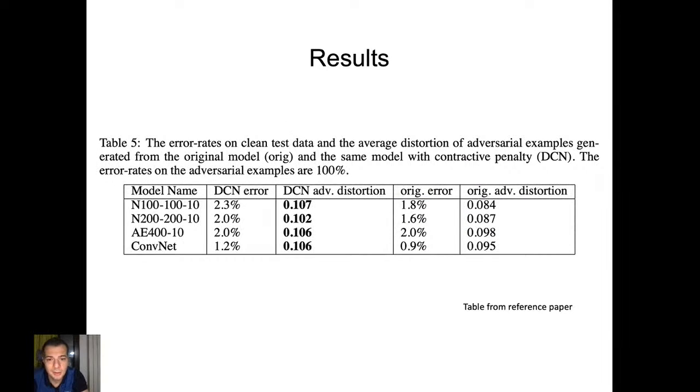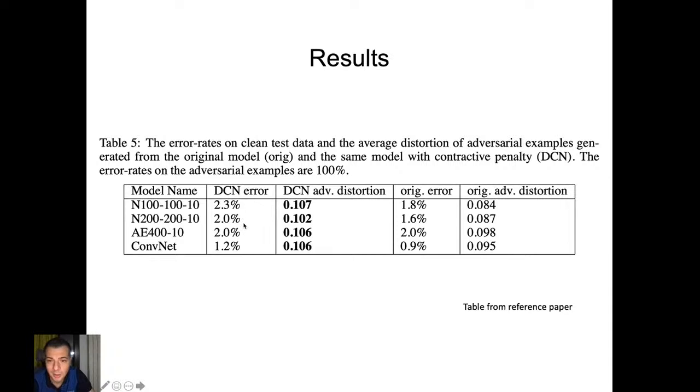And this is the DCN with average adversarial distortion. So you get the error here on the original.